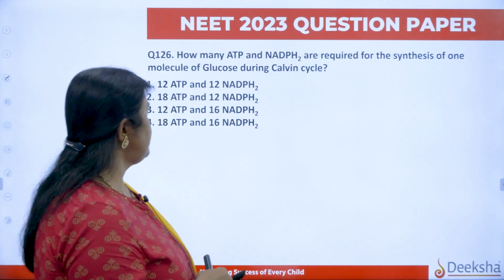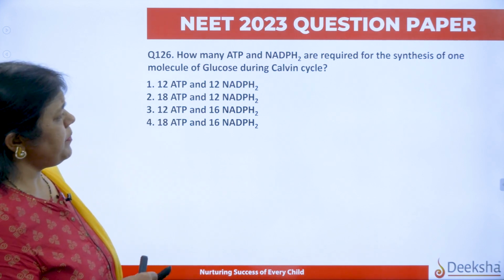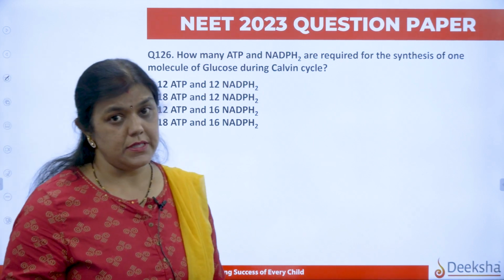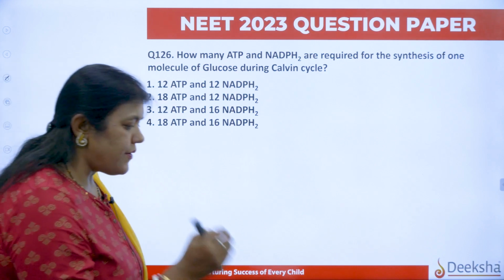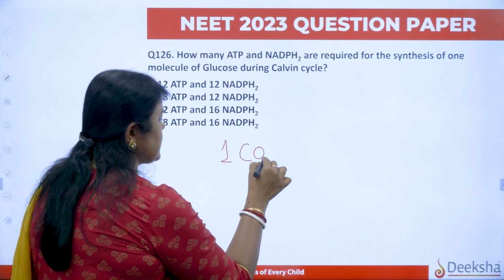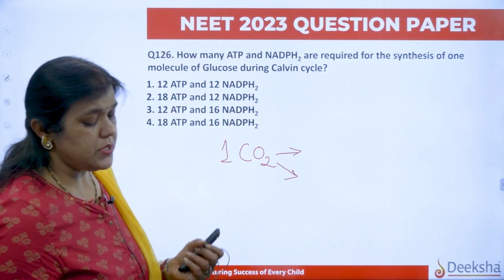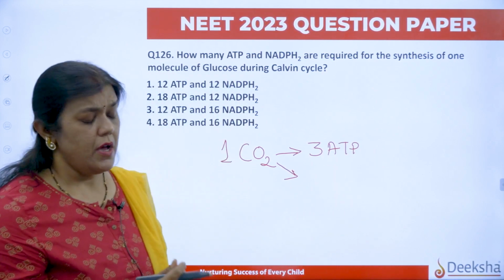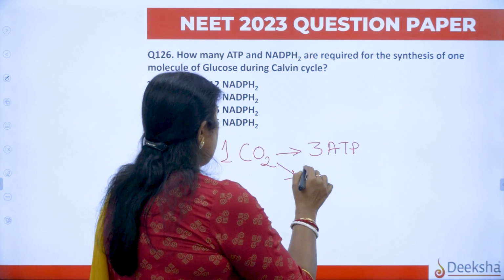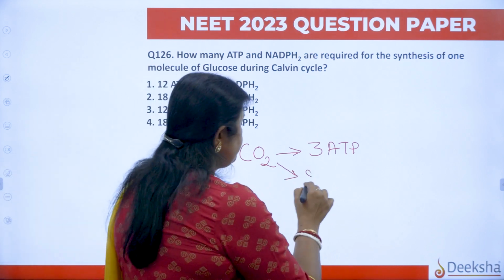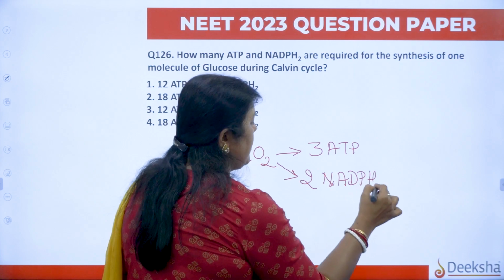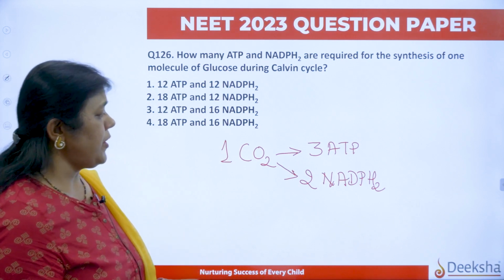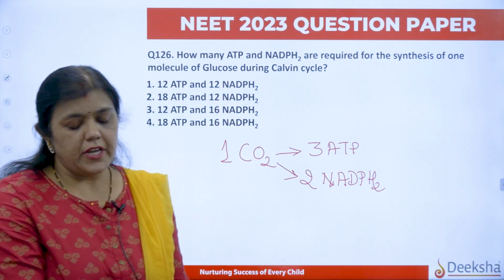We'll do a little bit of calculation over here. How many ATP and NADPH2 are required for the synthesis of one molecule of glucose during the Calvin cycle? Quick way of understanding. Remember that one molecule of carbon dioxide needs 3 molecules of ATP in the Calvin cycle, and 2 NADPH2.